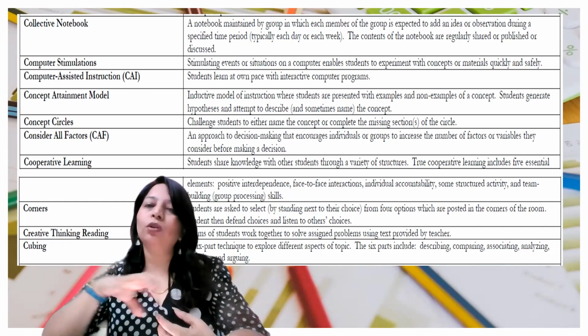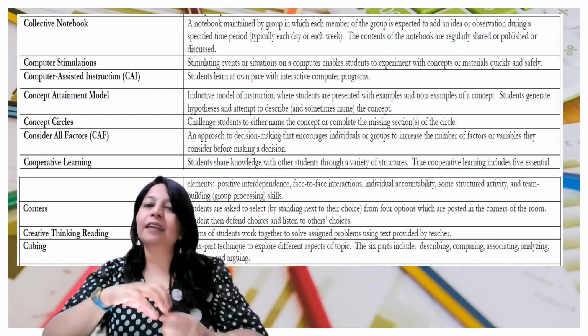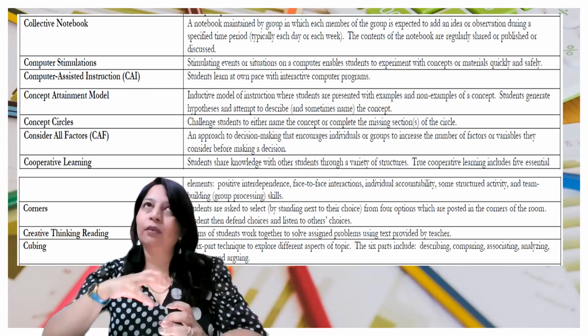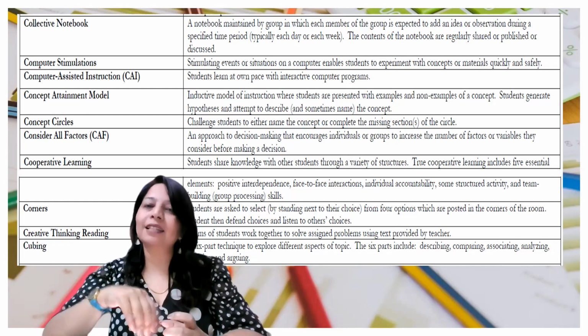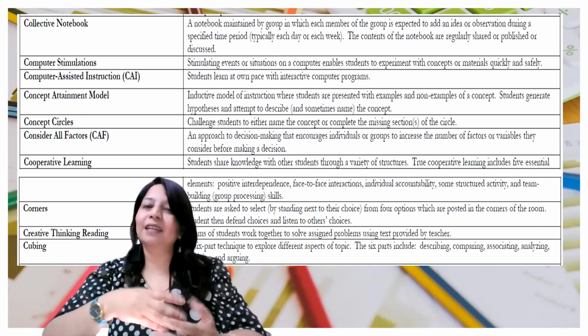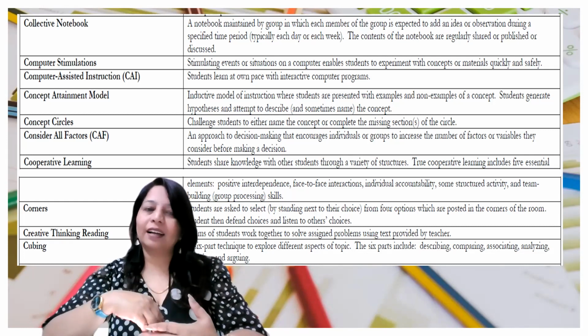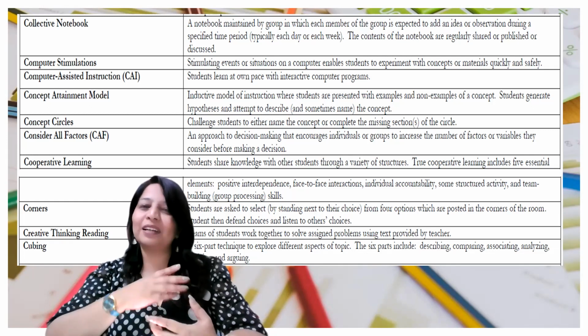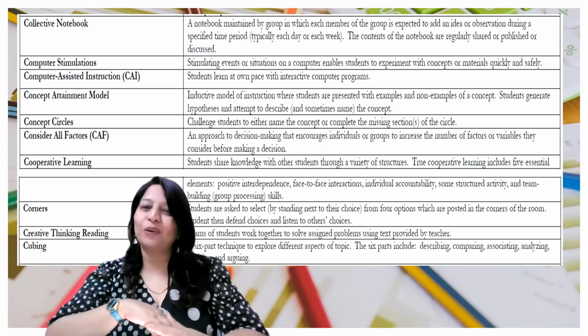Let the students go to the respective corners, and the students who reach a particular corner will be sharing their responses amongst each other. They will be discussing why they have chosen a particular response. And after discussion, they'll be sharing the same with the entire class. This is a kind of four corner activity as well. You can increase or decrease the number of corners as per the choices that you would like to share with your students. Next is creative thinking reading.